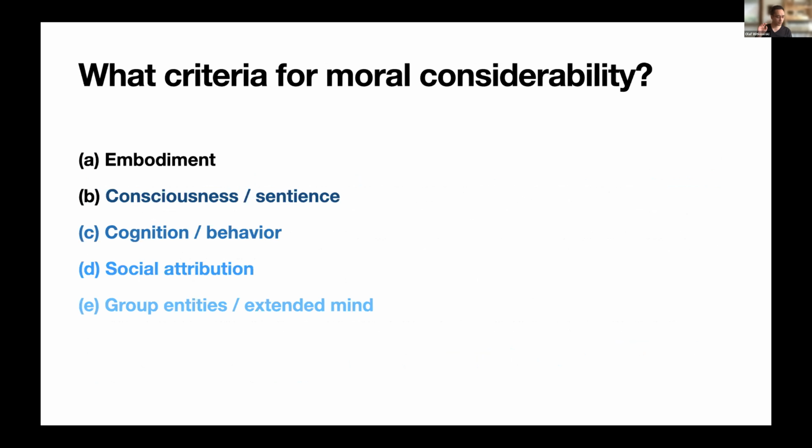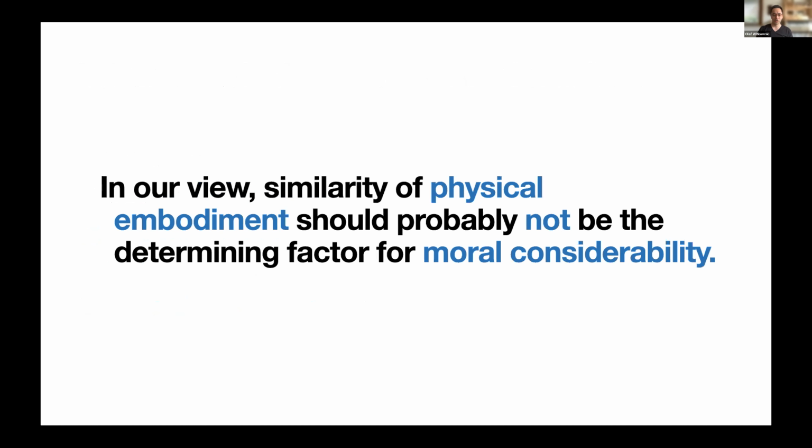All right, I don't have that much time. I'm suggesting 5 criteria. This is a huge simplification, so don't hit me. Well, yeah, I'm morally considerable, so you shouldn't, but also I'm a nice person. Embodiment, consciousness, cognition, social, and group entities, extended mind. So those are 5 important criteria that we think are worth mentioning.